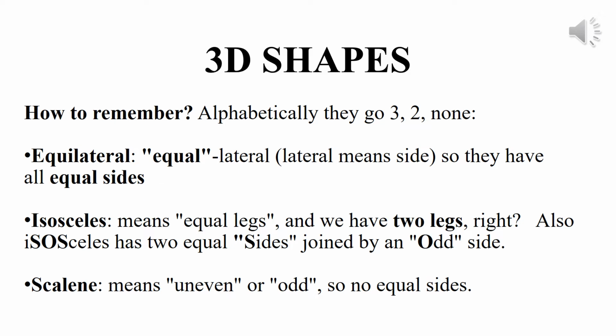Equilateral means equal, lateral means side, so they have all equal sides. Isosceles means equal legs, and we have two legs, right? Also, isosceles has two equal sides joined by an odd side. Scalene means uneven or odd, so no equal sides.